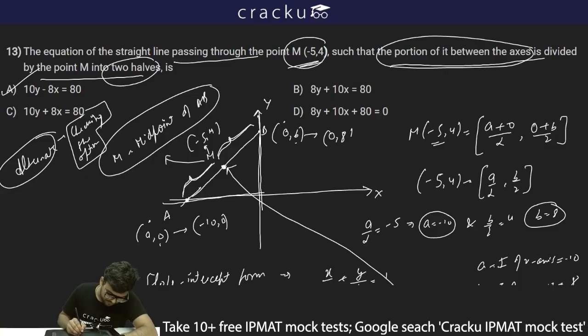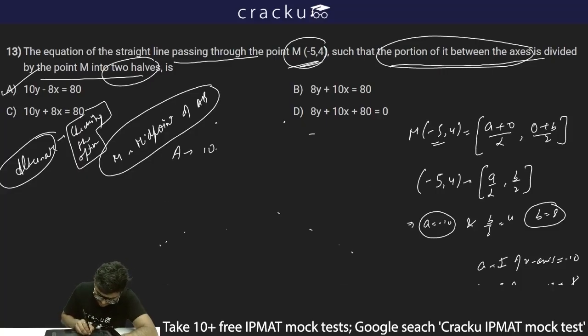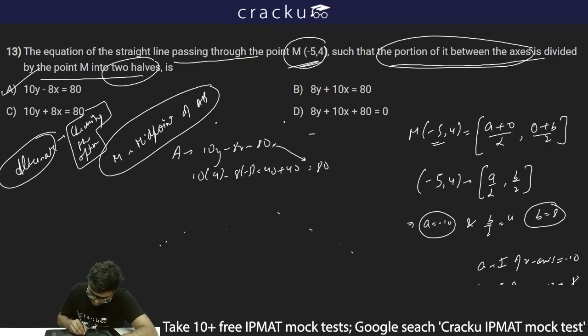For option A, 10y minus 8x is equal to 80. The left hand side is 10 into y, which is 4, minus 8 into minus 5, which is 40 plus 40, which is 80. Both LHS and RHS are equal, so A can be our potential answer. Now for 8y plus 10x is equal to 80: 8 into 4 plus 10 into minus 5 is 32 minus 50, which is minus 18. This value and 80 are not equal, so this cannot be the answer.